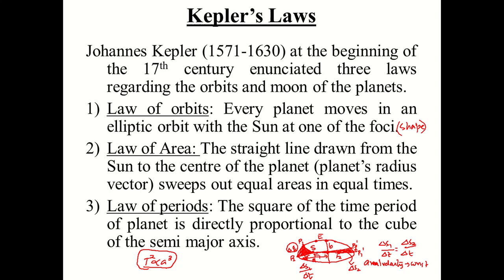So these are the three statements made by Kepler based on different observations, and they were put in the form of laws, called Kepler's laws of planetary motion. One is the law of orbit, which gives the shape of the orbit, and it states that every planet moves in an elliptical orbit with the Sun at one of the foci.